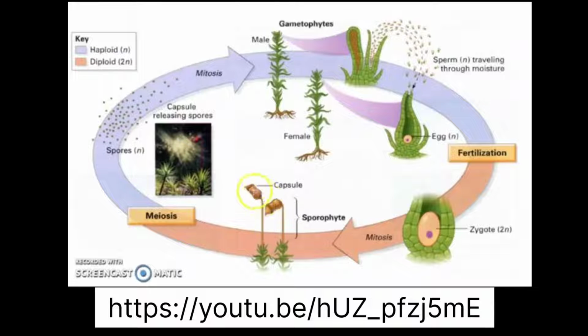And the capsule up here at the top of the females will be producing a bunch of spores. At some point they will burst open. The wind will carry those spores. They will land all over the forest. But if they land in a nice wet environment, they will grow up and become male and female gametophytes once again, and the life cycle will just keep repeating.